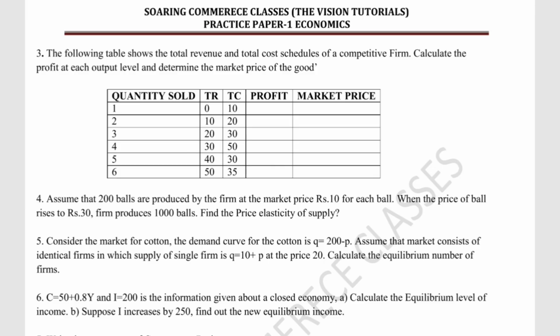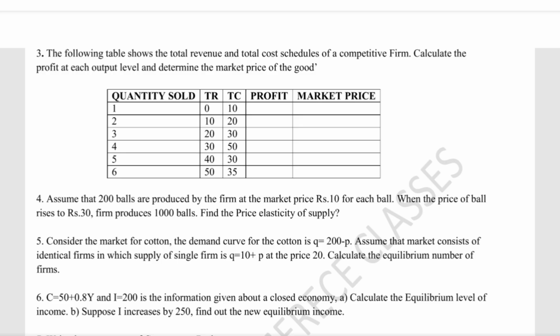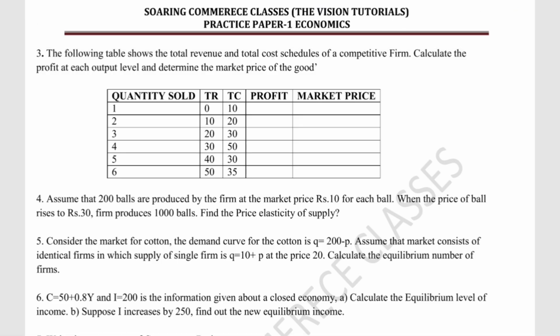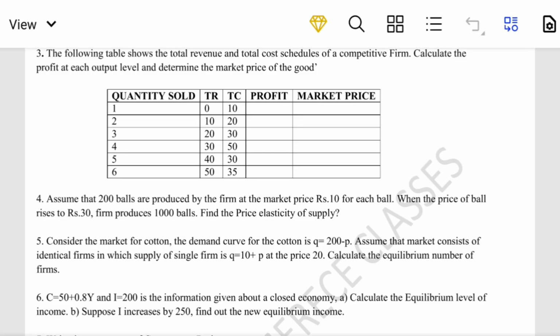How will we get the profit? TR minus TC: 0 minus 10 is minus 10, 10 minus 20 is minus 10, 20 minus 20 is 0, 30 minus 30 is 0, 30 minus 50 is minus 20, 40 minus 30 is 10. Next, 50 minus 35 is 15. So the market price for each commodity is 10, because the TR increases by 10 whenever the quantity sold increases. Whenever the output increases, the TR also increases. So the TR is increasing by 10, 20, 30, 40, 50, which means the market price will be 10.